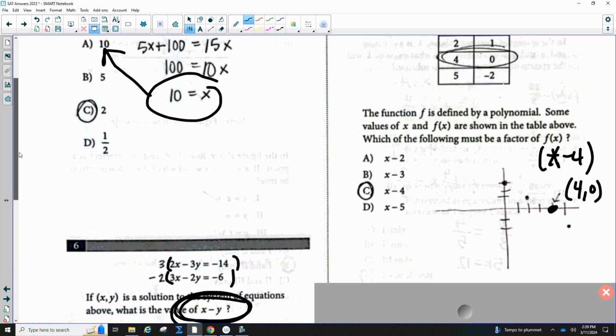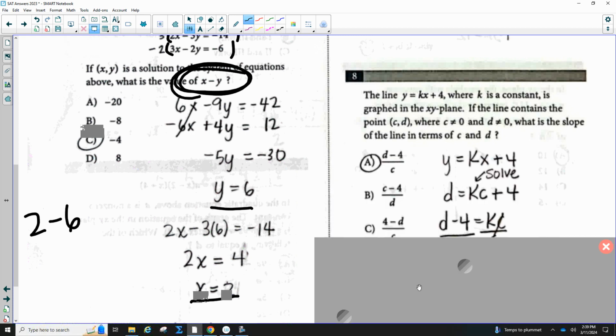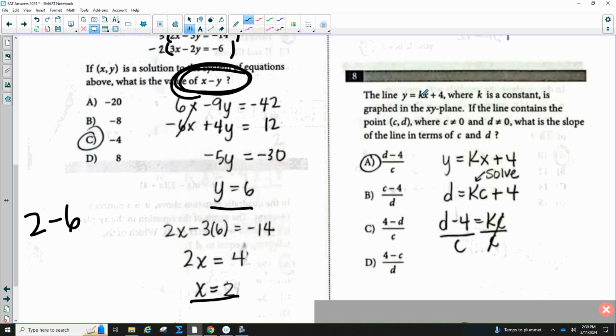Number 8, what did you guys get? Okay. So you guys, they're giving you y equals kx plus 4. You want to solve for k. All right, so you would subtract the 4. Oh, and you want to plug in c comma d. All right, the line contains cd. So I plugged in c for x and d for y, okay? Then you can just solve for the slope. So what is the slope, which is your k, the number in front of x, in terms of c and d? So plug in c, plug in d, plug in x and y. All right, and then isolate your k, and that's just your slope.